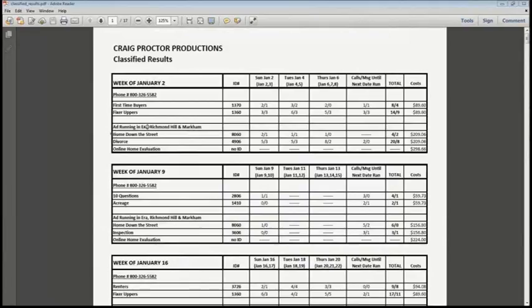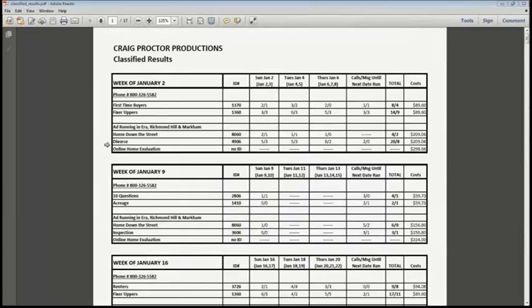Now, the next 3 ads ran in all 3 local papers. These 2 classified ads ran just in the Era Banner. That's my local newspaper here in Newmarket. But in the surrounding towns, there were 2 other newspapers, one in Richmond Hill and one in Markham. These 3 ads ran in all 3 newspapers.